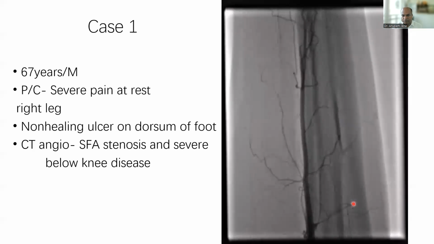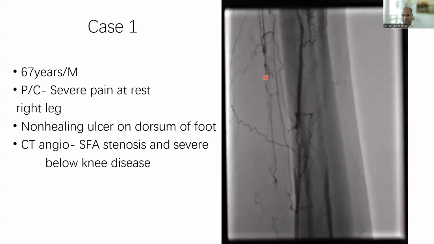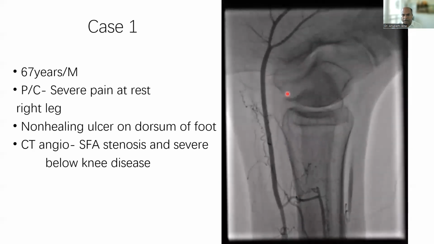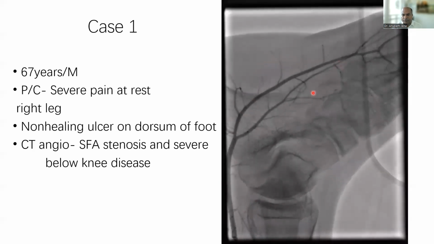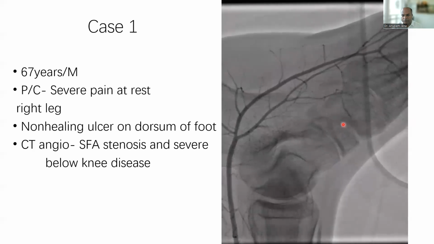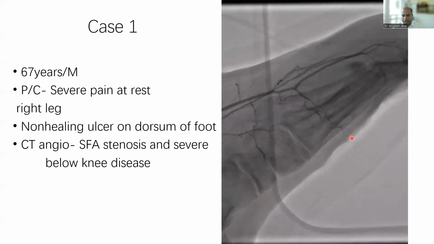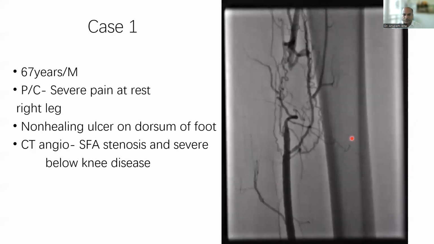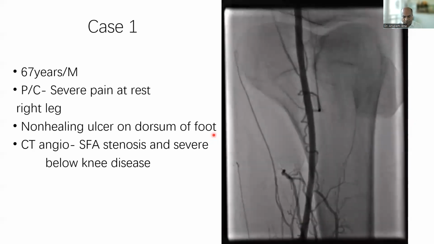The anterior tibial artery was occluded. In the posterior tibial artery, there was a long segment disease. The tibio-peroneal trunk was occluded. However, there was distal reformation of the posterior tibial artery. However, we do not see much vascularity in the anterior tibial artery distribution. And the non-healing ulcer was also in the dorsum of the foot.